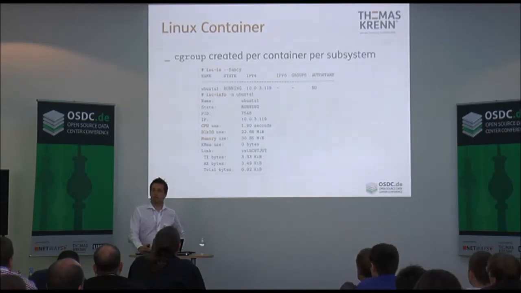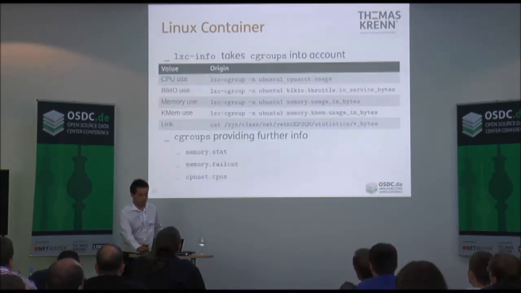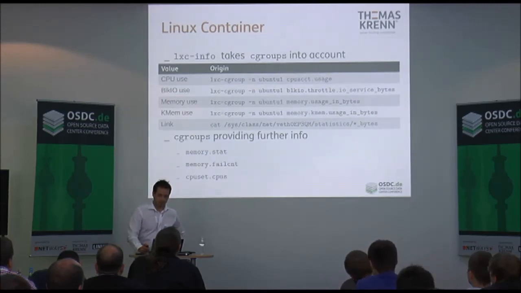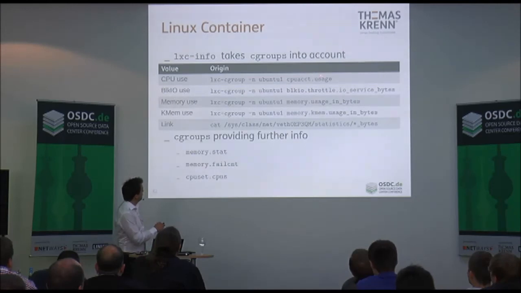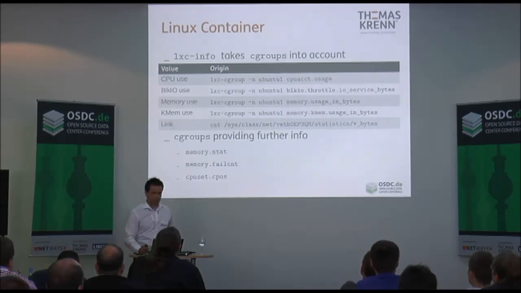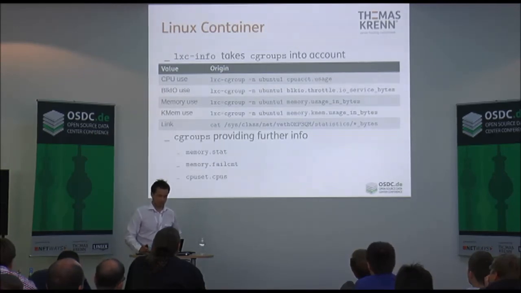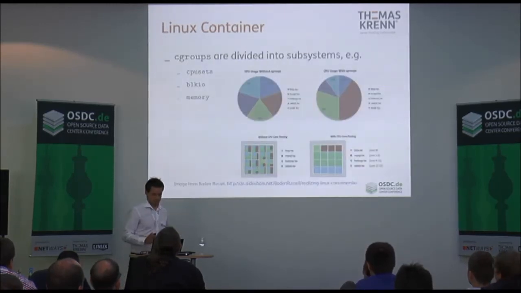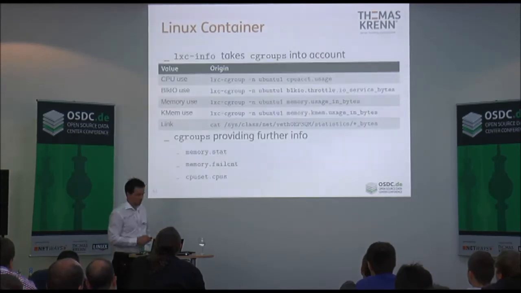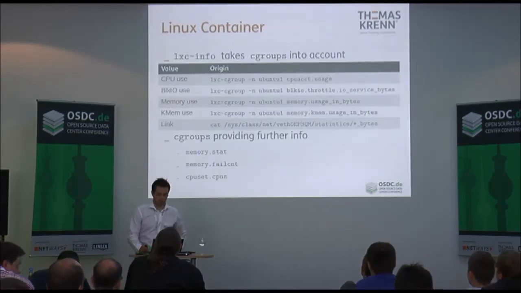But I wanted to know where these numbers come from. And I've prepared a small table about that. So the CPU usage is actually coming from the cpuacct cgroup. This is the usage parameter in the cpuacct cgroup. This is CPU usage. The block IO usage has its origin in the blkio cgroup. So there's a sub-parameter called throttle.io_service_bytes. The memory usage is the memory usage in bytes. That's the memory cgroup. Yeah, that's not very surprising. And you can also check the kernel memory used by the container. And the link statistics, this is the last one. These are the link statistics. They come from the sysfs interface. So this is not from a cgroup, but from the sysfs interface.